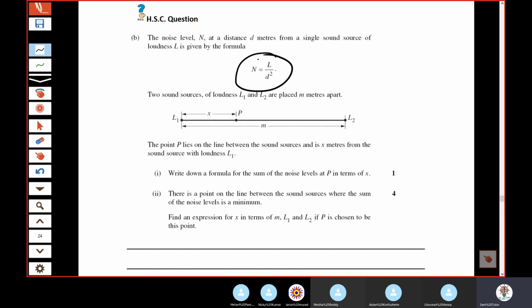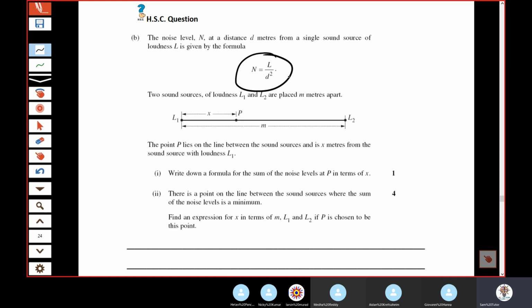Two sound sources of loudness L1 and L2 are placed m meters apart. The point P lies on the line between the sound sources and is x meters from the sound source with loudness L1. Write down a formula for the sum of the noise levels at P in terms of x. Sounds like a whole bunch of gibberish, but it does make a lot of sense.